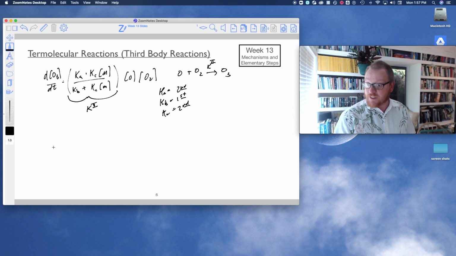Okay, so now let's divvy this up once again into low pressure limit and high pressure limit. Okay, so let's look at the high pressure limit first.